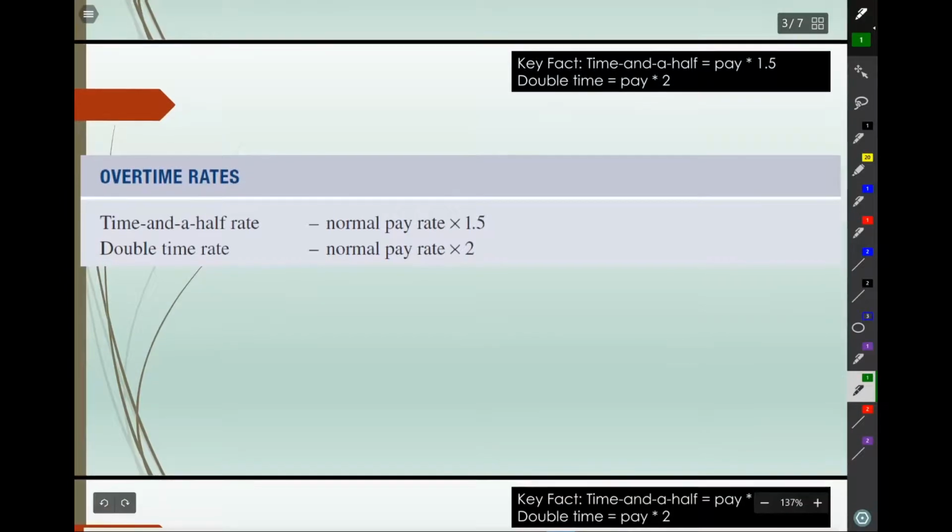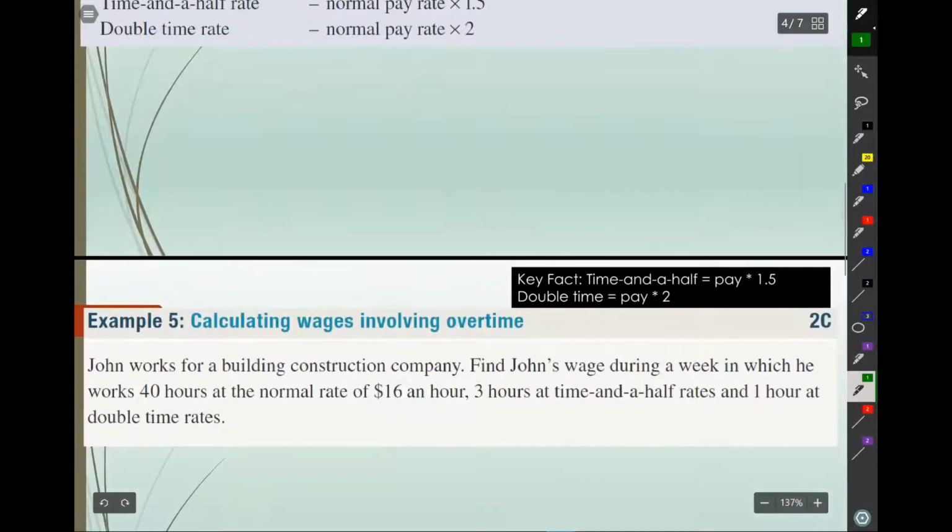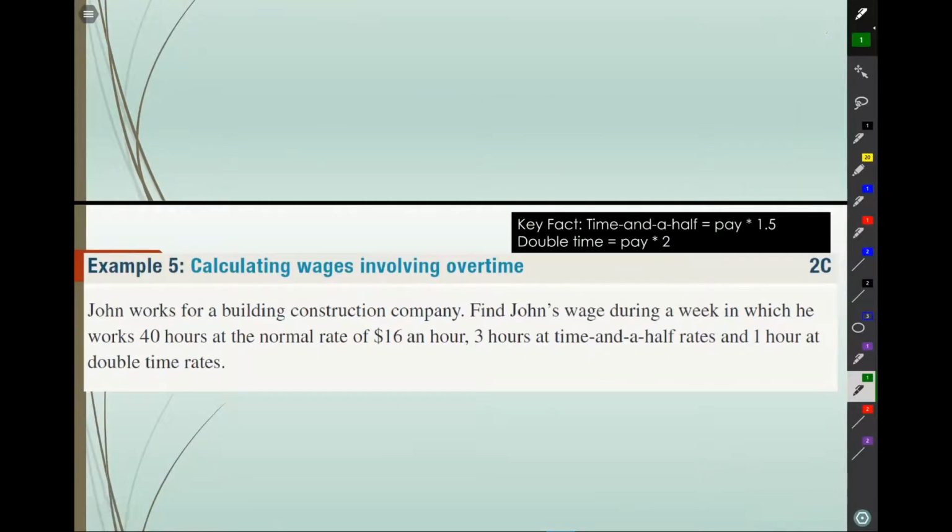So yeah, here's the overtime rates. If you haven't already written it down, I'm going to say please write it down now. Let's jump into some questions though.